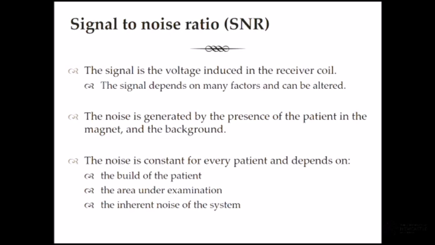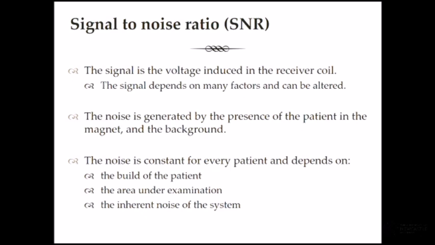We can't really change parameters to get rid of a lot of that, but we can change parameters in terms of scan field of view, acquisition matrix and number of excitations, which will improve the signal to noise ratio. So that's essentially what we're going to talk about. Noise is constant for every patient, depends on the build of the patient, depends on the area under examination, and depends on the inherent noise in the system.